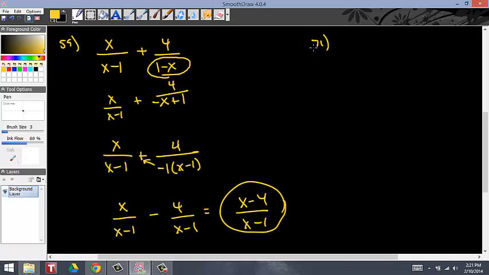This should be a piece of cake, hopefully. 71. Exponential equation problem: 4 to the 2x plus 5 is equal to 16 to the x plus 1.